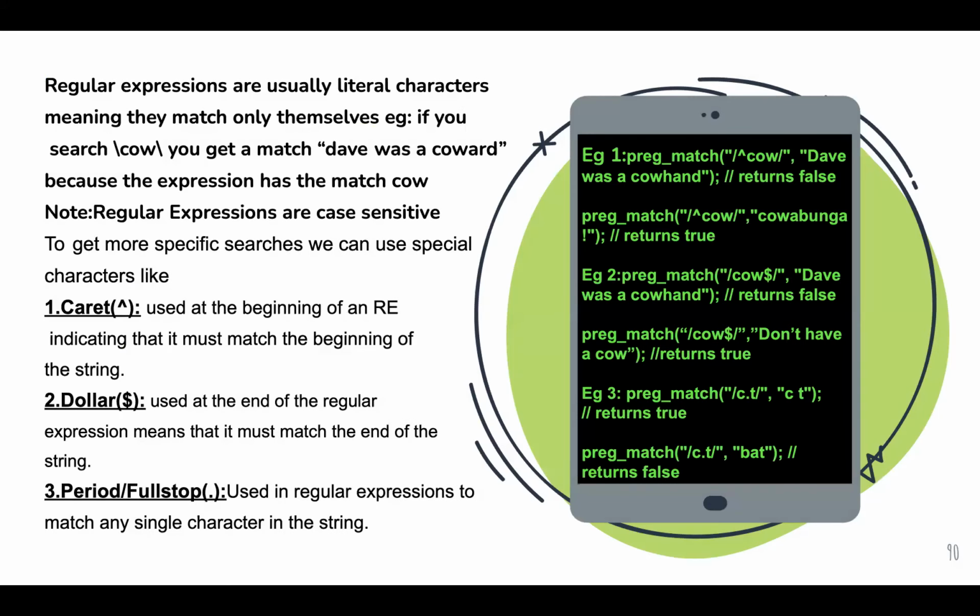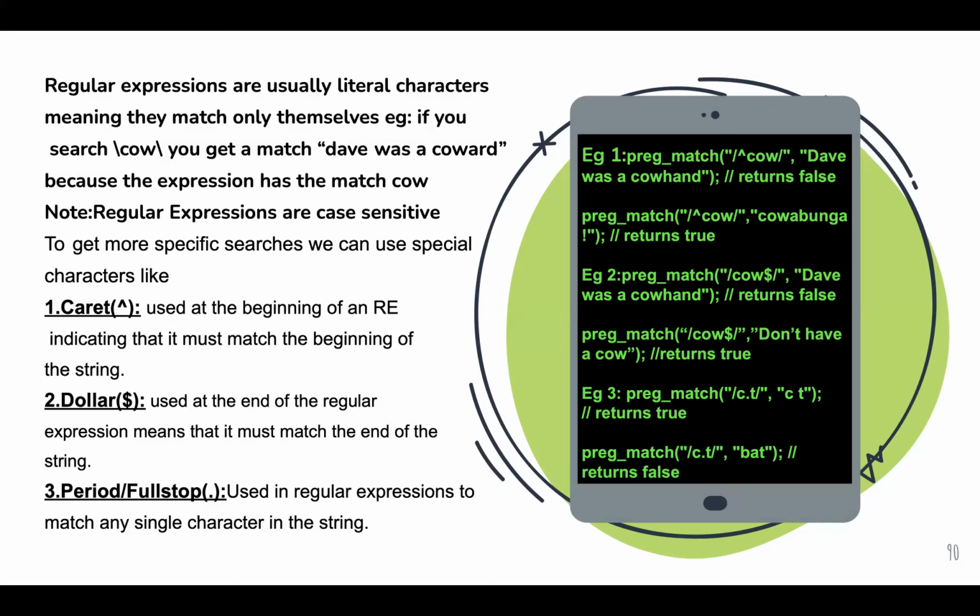Usually, regular expressions are used as literal characters, meaning they match only themselves. Suppose we take an example of searching the word cow, which has characters C O W. This search can match Dave was a coward because the expression has the match cow in it. You do not specify what exactly you want.